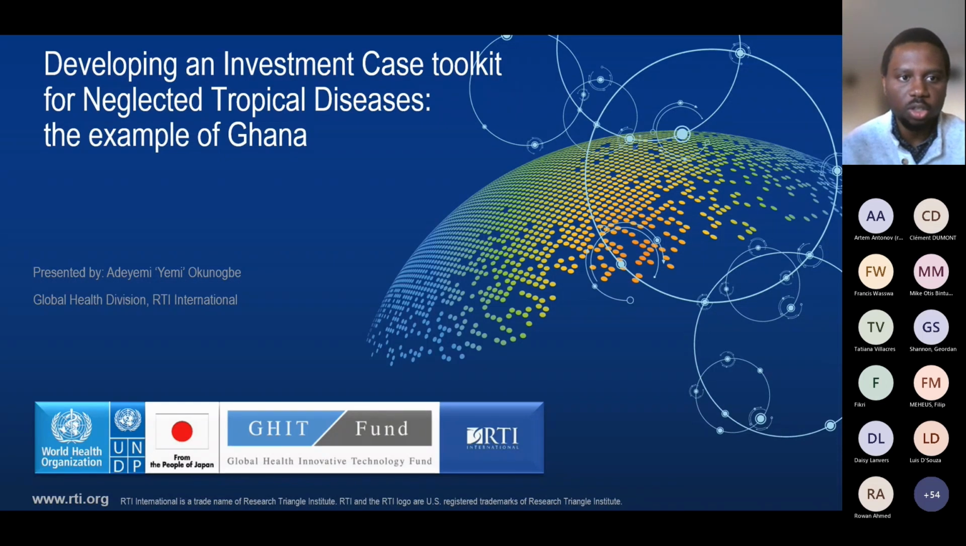So this work is focused on NTDs. Looking at an example in Ghana is a toolkit. It was commissioned by UNDP together with United Effort Partners, shown here, and the WHO. Next slide, please.